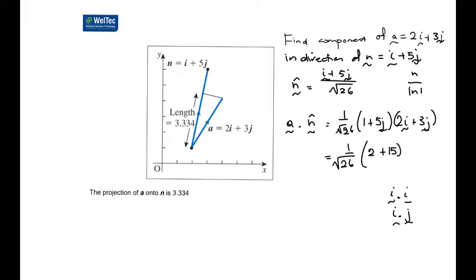So 2 plus 15 is all that we've got left, and obviously that's 17 over root 26, and 17 over root 26 is approximately equal to 3.334. So we've worked out, using vectors now, the length and got the answer 3.334.